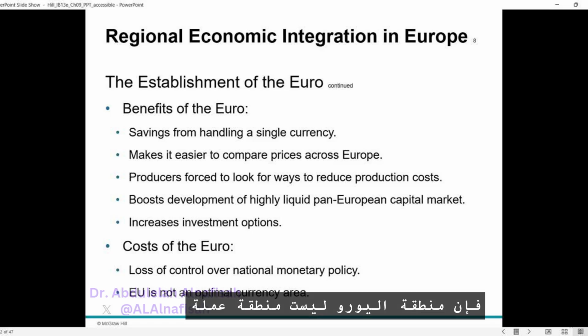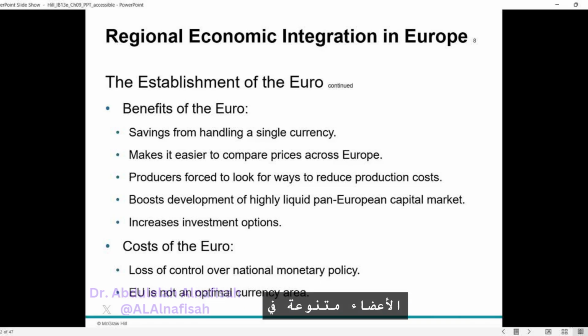Additionally, the Eurozone is not an optimal currency area, as member economies are diverse in structure and performance, complicating macroeconomic policy. Critics argue that without political union, the euro may lead to economic disparities, lower growth, and increased inflation, as the lack of fiscal transfers could exacerbate unemployment and regional imbalances within the Eurozone.